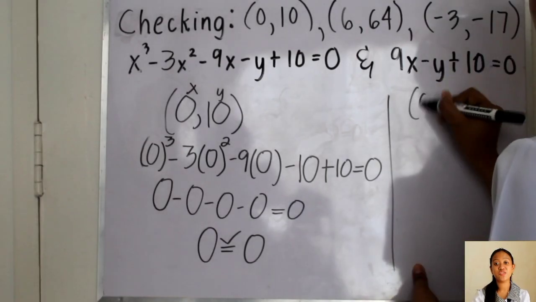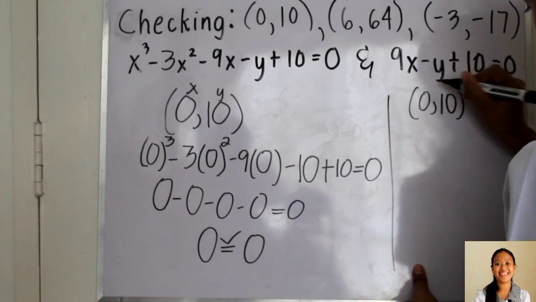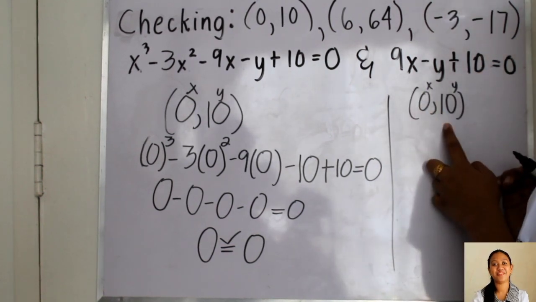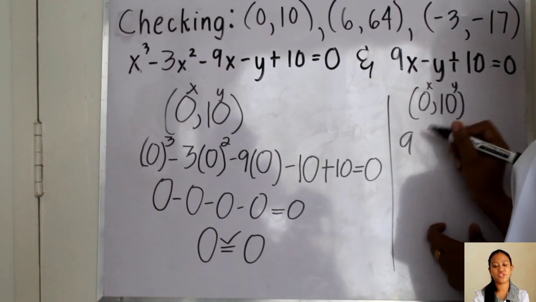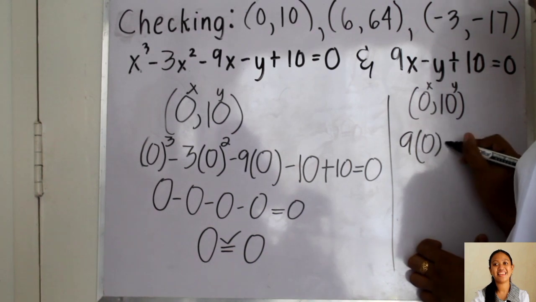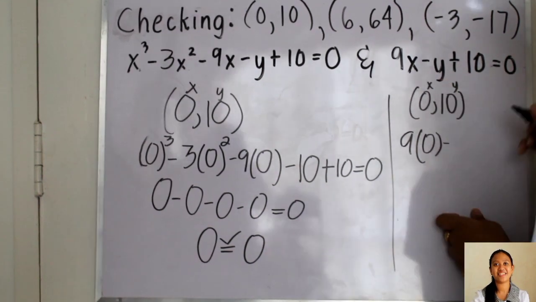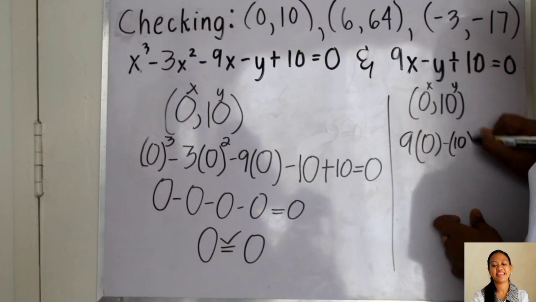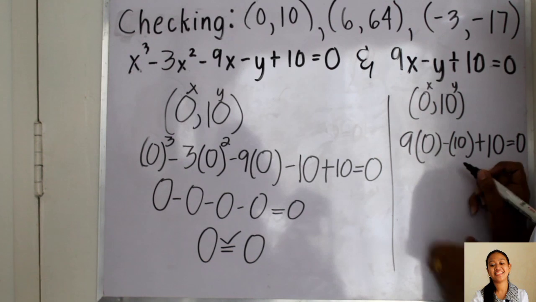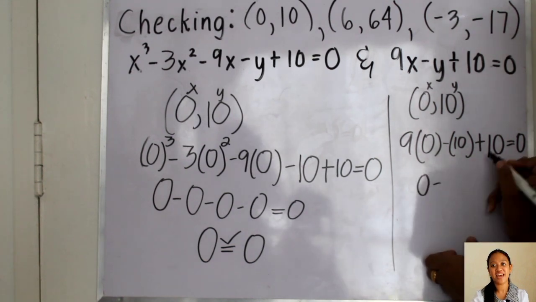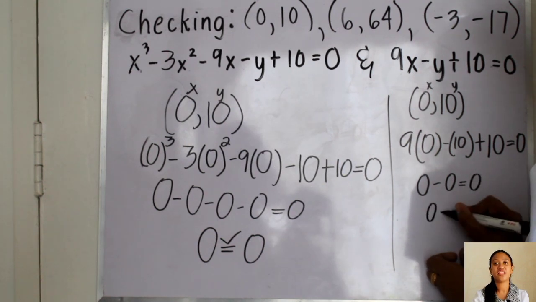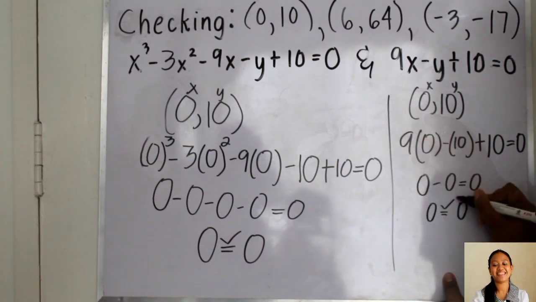Check the solution set of 0 and 10 in the second equation. Replace the x with 0 and the y with 10. So 9, replacing the x with 0, copy the sign. So our y is 10, so the y gets replaced with 10, plus 10 is equal to 0. 9 times 0 is 0, and negative 10 plus 10 is equal to 0. So the solution set of 0 and 10 is correct.